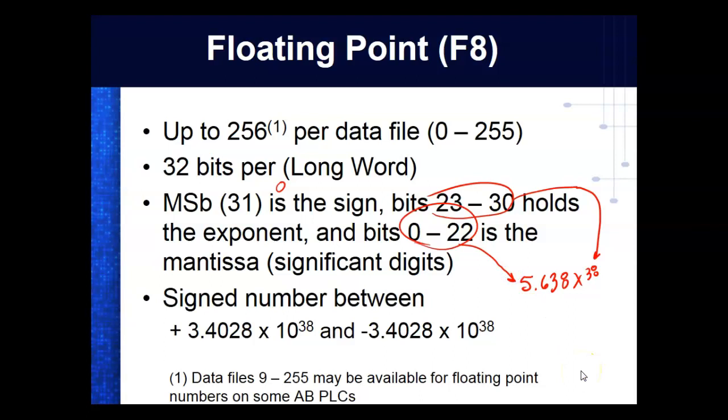So what we can do with this is represent signed numbers up to 3.4028 times 10 to the 38, to a minus 3.4028 times 10 to the 38. We get the exact same range for negative because we have a sign bit. This has nothing to do with the way the bit is, right? But as soon as we go into scientific notation, what does that mean?